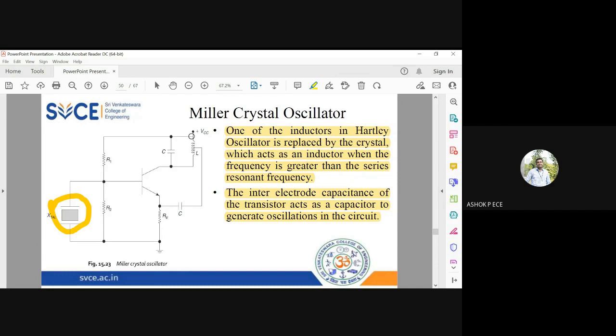Okay, so I see here 1 L parallel to C I have in the feedback path. The feedback is given to the base of the transistor. So this is the Miller Crystal Oscillator, and the inter-electrode capacitance of the transistor acts as a capacitor to generate oscillations in the circuit.